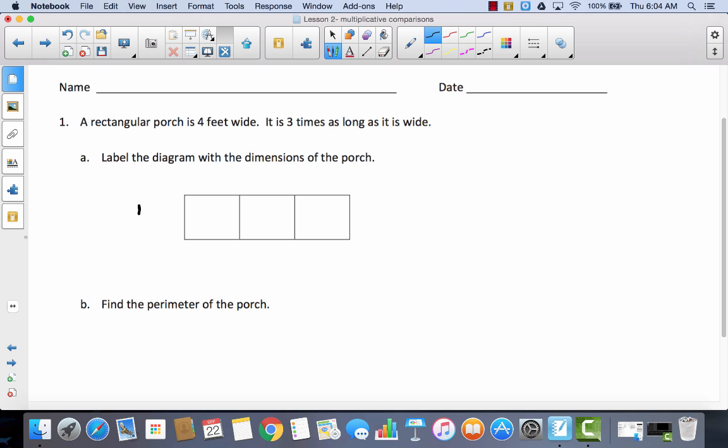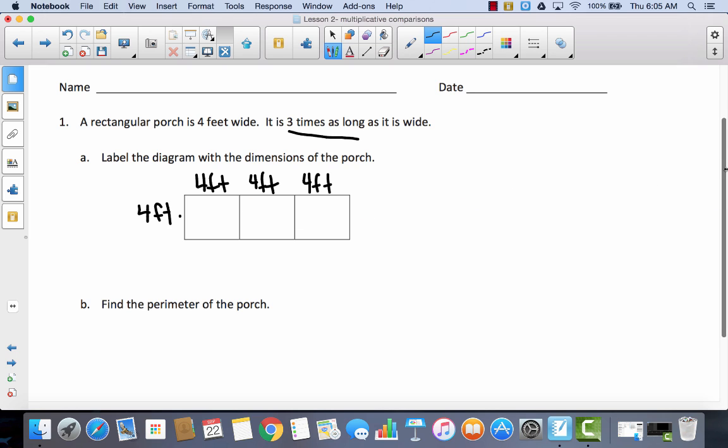So this must be the width. And you can see that it's 3 times as long as it's wide. You can see they actually have 1, 2, 3 of these. So we have 4 feet 3 times. This is the multiplicative comparison. 3 times as long as it is wide. When you're using the word times to compare, that's a multiplicative comparison. All right, so we label the diagram.